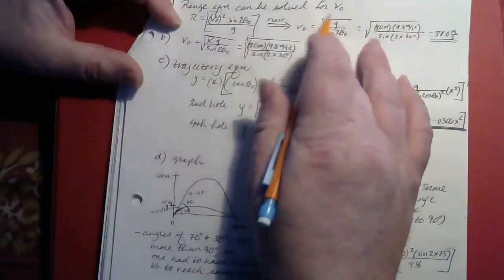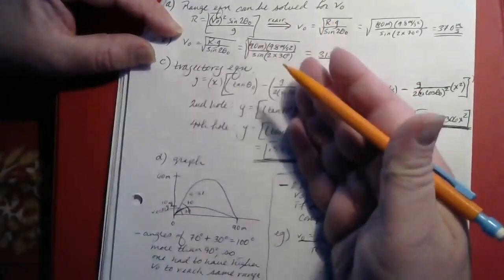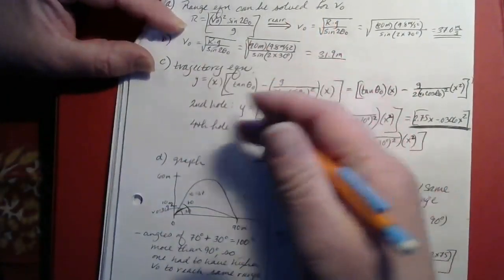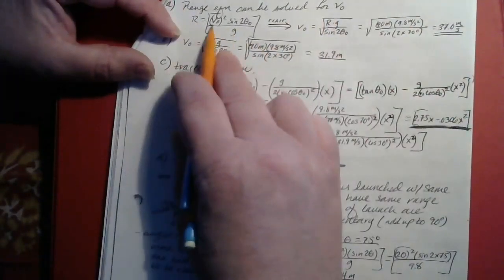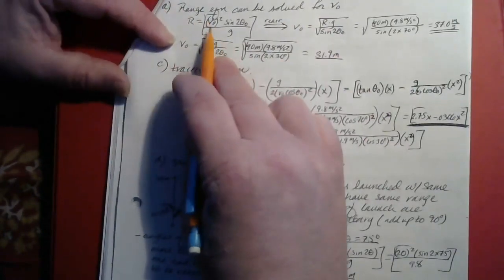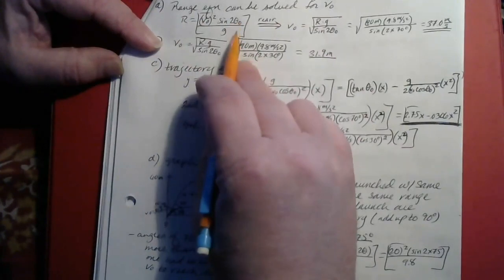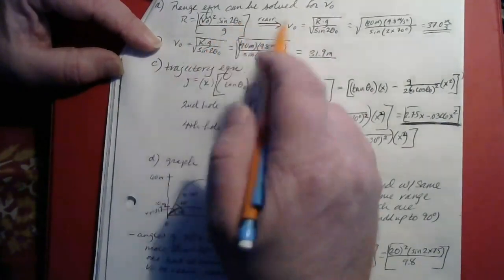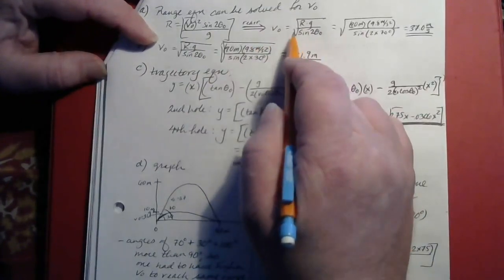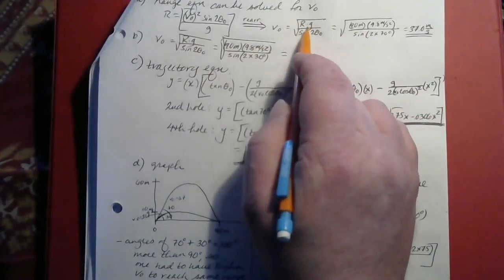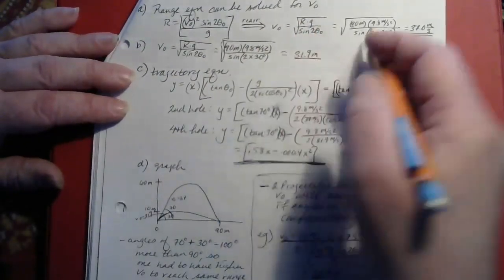So the range equation can be used to solve for the initial velocity, because the question told us what the ranges are and what the angles are in each case. The range equation says that the range is equal to the original velocity squared times the sine of 2 times the angle over g. All you have to do is rearrange that, and we find out that the original velocity is the square root of the range times g over the sine of 2 theta, or 2 times the angle.